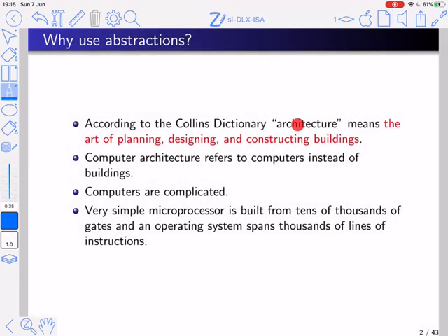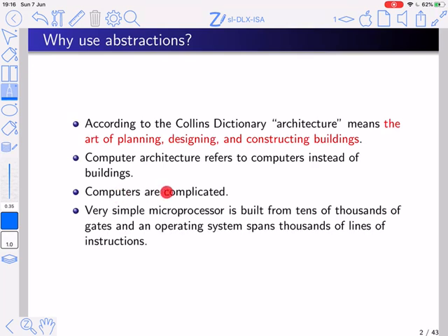Now, if you look at the word architecture in the Collins Dictionary, you will see that architecture means the art of planning, designing, and constructing buildings. And in this chapter, we are interested in issues that are related to computer architecture. The difference between the standard term architecture and computer architecture is that computer architecture refers to computers instead of buildings. So it is the art of planning, designing, and constructing computers.